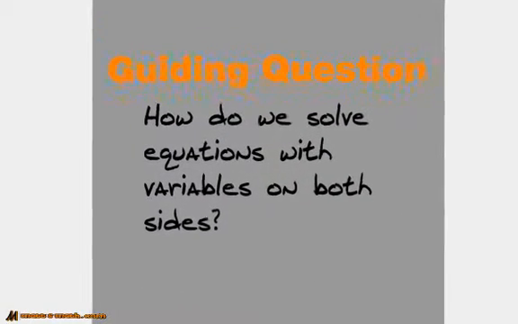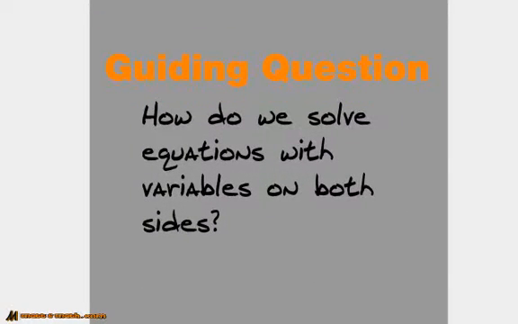All right. You able to answer this now? How do we solve equations with variables on both sides of the equal sign? Just move them over. Variables on one side, numbers on the other, and that's it.